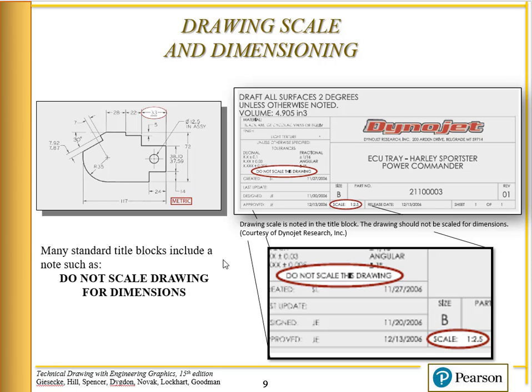Drawing scale and dimensioning. Many standard title blocks include a note that says do not scale drawing for dimensions. The dimensions should be on the drawing. They should be defined on the drawing. Your reader of the drawing should not have to put a scale on there and try to figure out what the dimensions are. That's just poor and incorrect dimensioning.